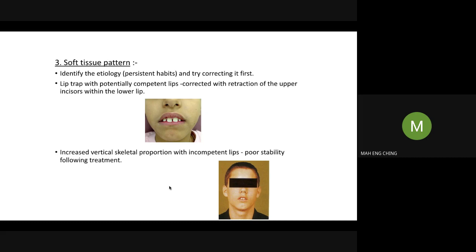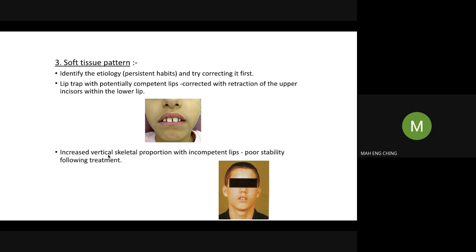So the lip trap with potentially competent lips can be corrected with the retraction of the upper incisor within the lower lip. If the lip trap is behind the upper incisor due to the proclination of the upper incisor, you can always bring the upper incisor back. Then by doing that, the patient can achieve lip competency.